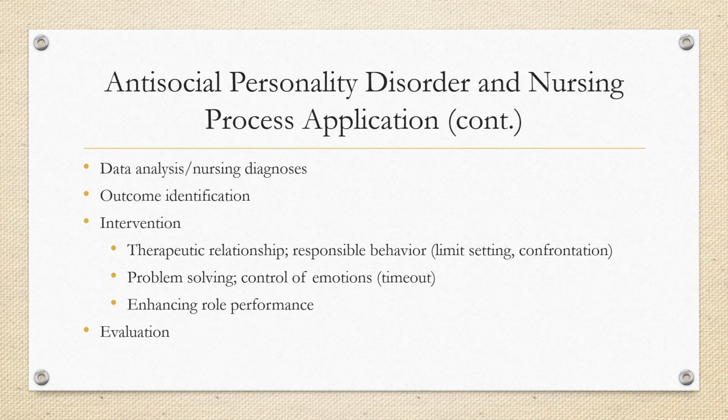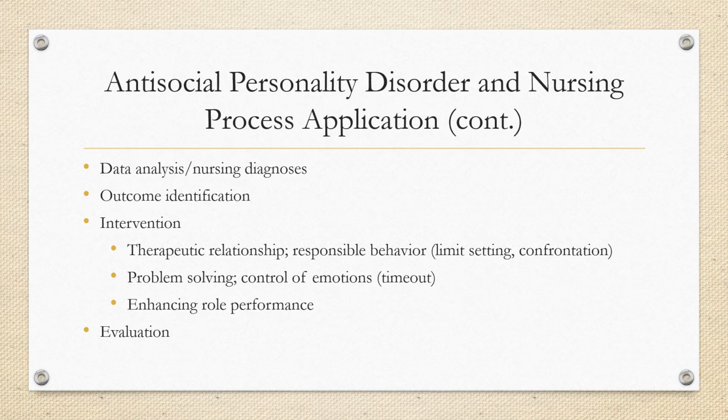Those with antisocial personality disorder do not typically get treatment voluntarily unless there's some personal gain in doing so, like avoiding jail. Nursing diagnoses to consider include ineffective coping, ineffective role performance, and risk for other-directed violence. Outcomes may include the patient will demonstrate non-destructive ways to express feelings and frustration, and the patient will achieve or maintain satisfactory role performance. Nursing interventions will likely focus on forming a therapeutic relationship and promoting responsible behavior. This may include limit setting.